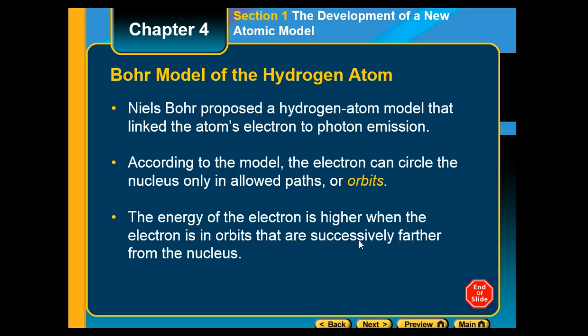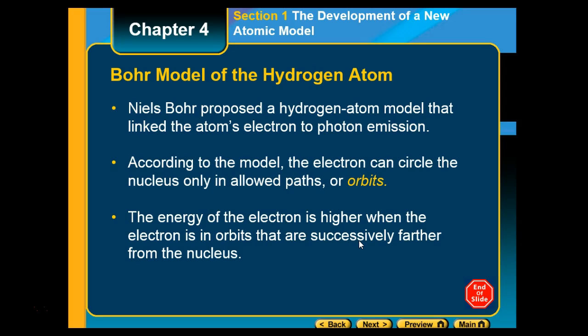So this led to Bohr's model of the hydrogen atom. Because we had just the hydrogen atom, Niels Bohr said that the hydrogen atom model links the atom's electron to the photon emission. According to the model, the electron can circle the nucleus only in allowed paths, and that's where the orbits came in. He said the electrons are in an orbit, and when they are in that orbit, they have a certain amount of energy.